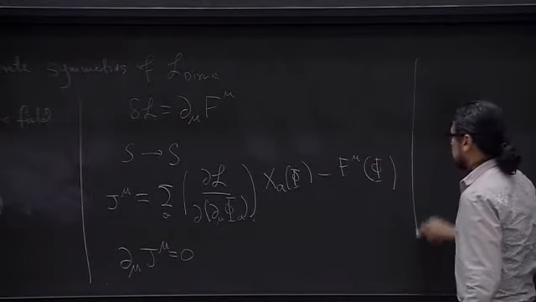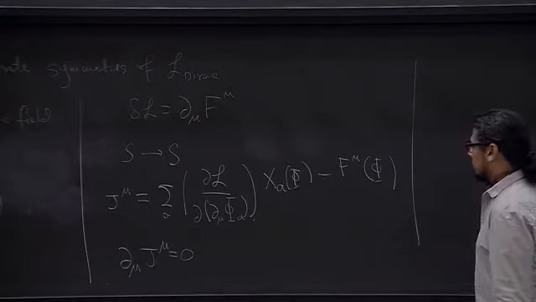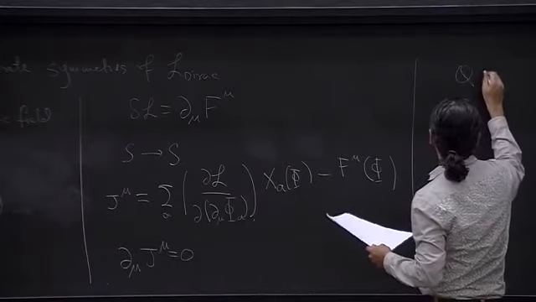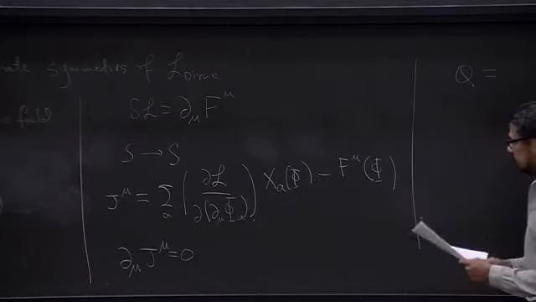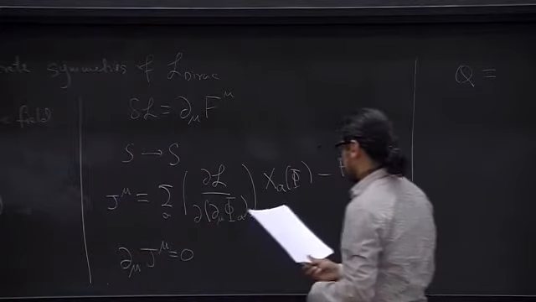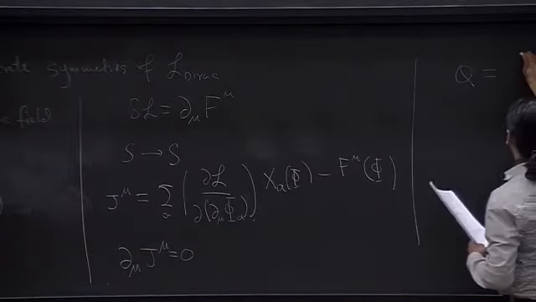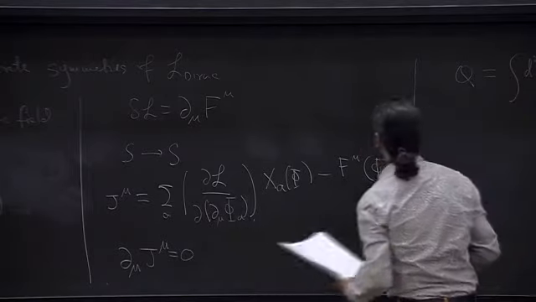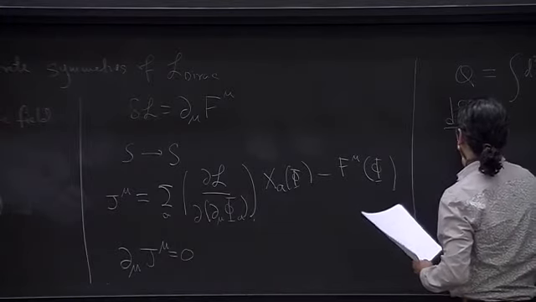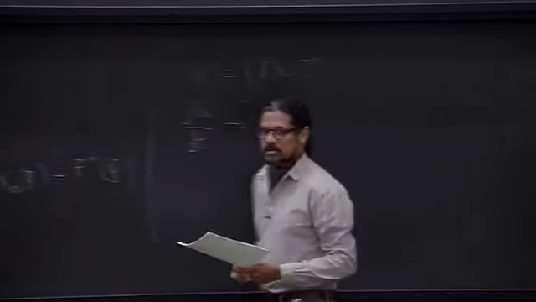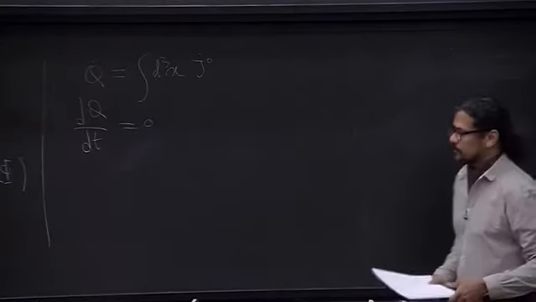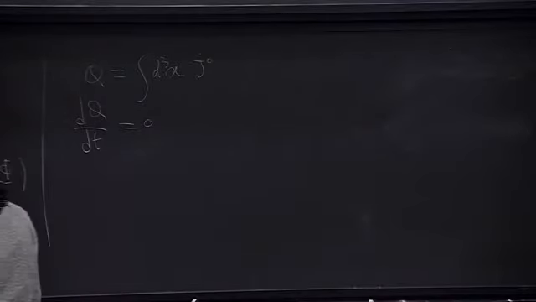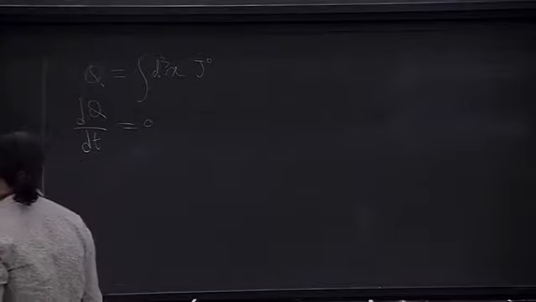Now, if you take the zeroth component of the current and integrate it over all space, then you get something which we call a charge. And then this equation implies that the charge is a constant of motion. That charge is conserved. So this is Noether's theorem. You have seen this in Dan's part of the class.